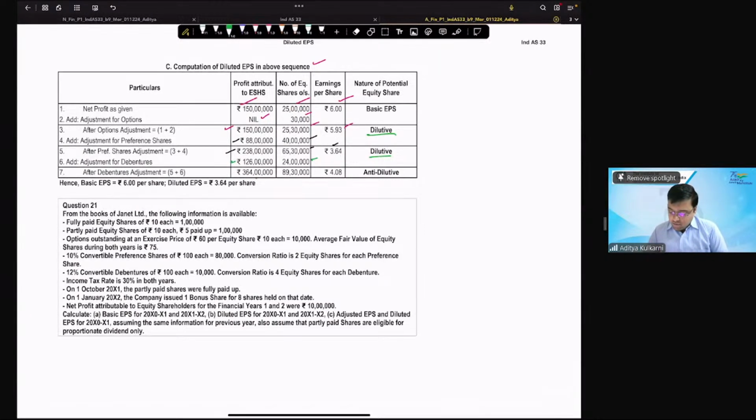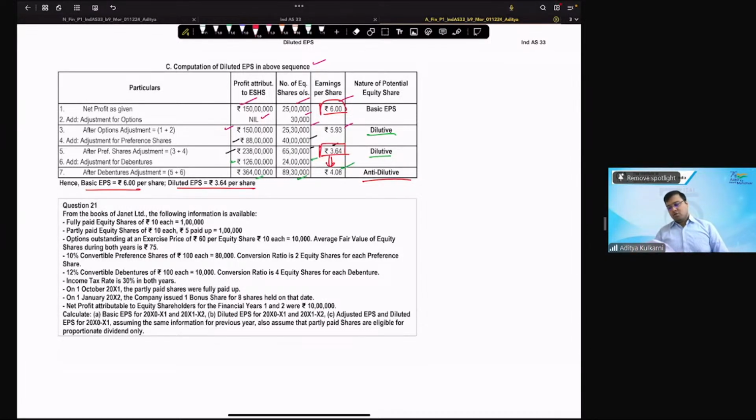So that comes to 3.64 crores divided by 89 lakh 30, so 4.08. So that is anti-dilutive. 3.64 has become 4.08. You can see the dilution is getting reversed. It is increasing, so it becomes anti-dilutive. So what am I going to report? I am going to report basic EPS and diluted EPS. Are you okay with this? Yes, sir.